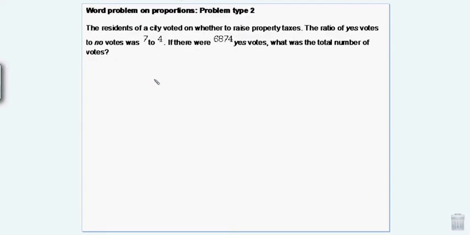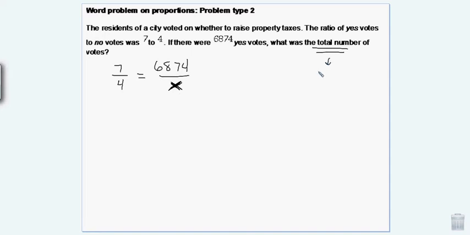Okay. Here we have another type of proportion. Residents of a city voted on whether or not to raise property taxes. We have a ratio of yes to no. There are 6,874 yeses. We want to know, though, what is the total number? X is going to tell us the number of no's.